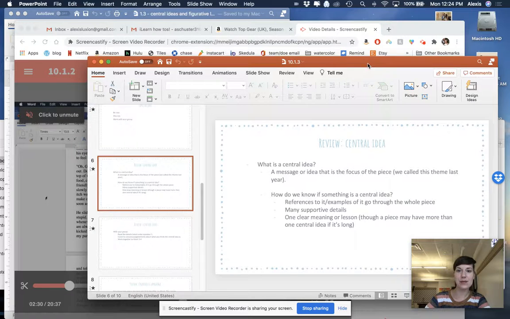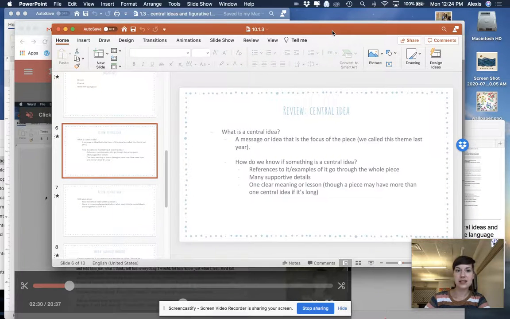Hello, team. Okay, so this is a brief overview of what we're looking for with central idea and figurative language. This is to help you as you're going through the worksheet and completing it. The first thing we're going to do is review what a central idea is. It's a message or an idea that's the focus of the piece.